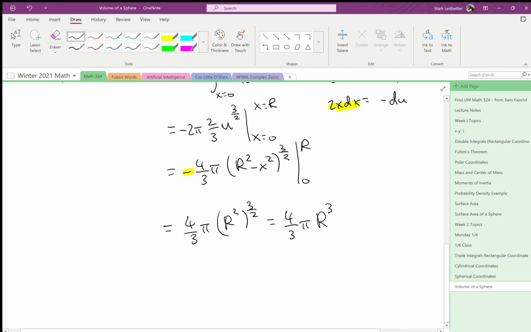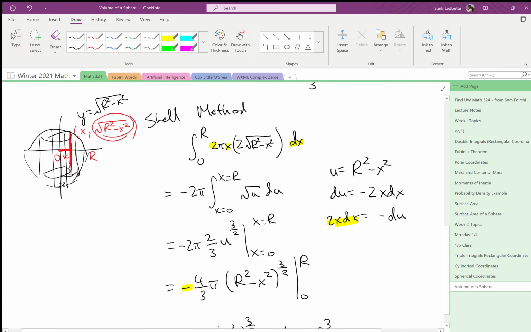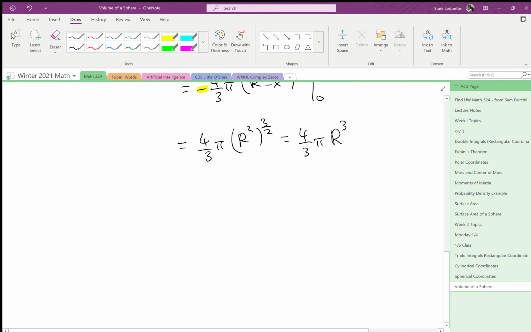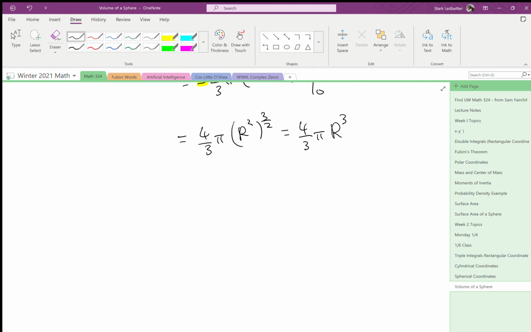Okay, so same answer, so that's good. I think this way is a little bit harder. So that's fine, we can do it. Just keep track of that. Then you moved on to Math 126, and we could do this with a double integral.